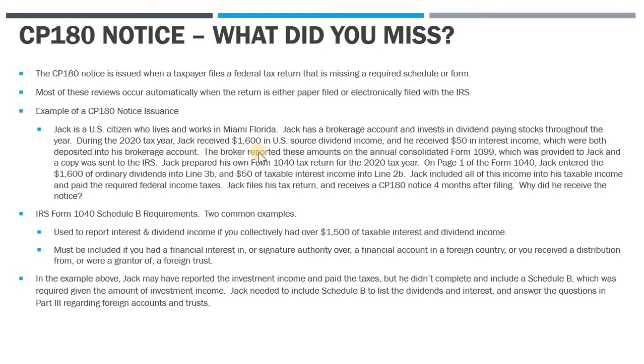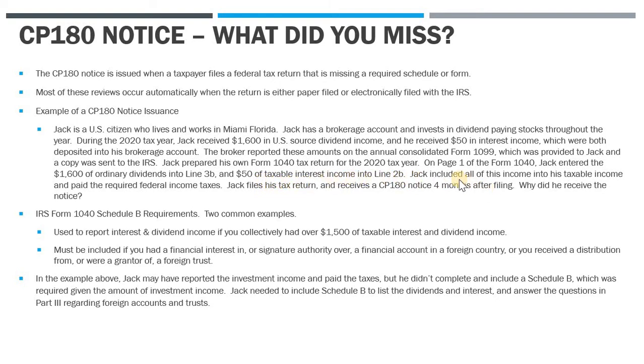At the end of the year, the broker reported these amounts on the annual consolidated 1099, a copy of which goes to Jack, and then a copy gets sent to the IRS. The broker has to report this information to the IRS. So at the end of the year, Jack prepared his own 1040 tax return. On page 1 of the Form 1040, Jack entered the $1,600 of ordinary dividend income into line 3B, and then he put in $50 of taxable interest income into line 2B.